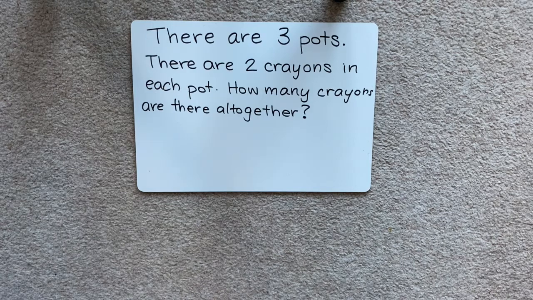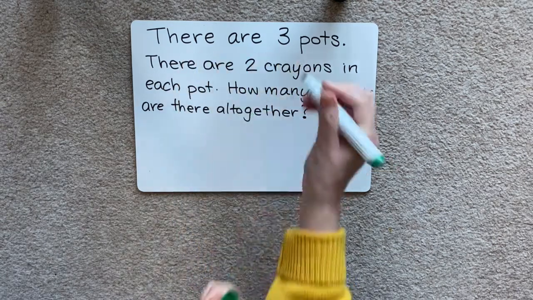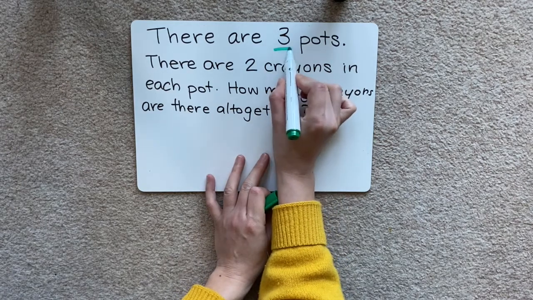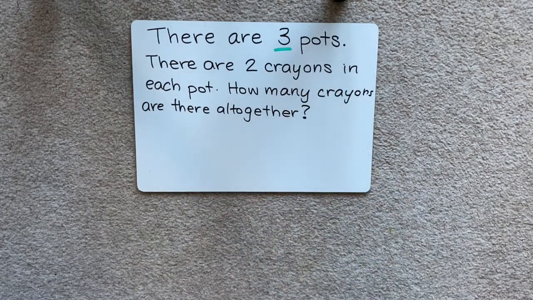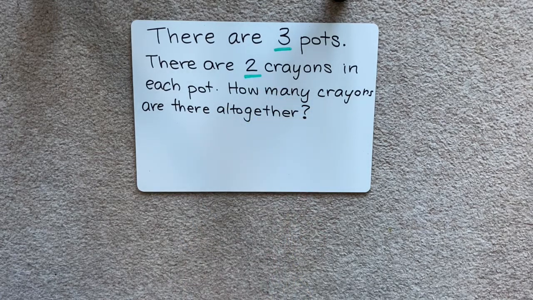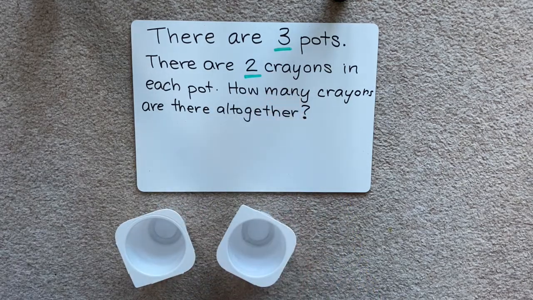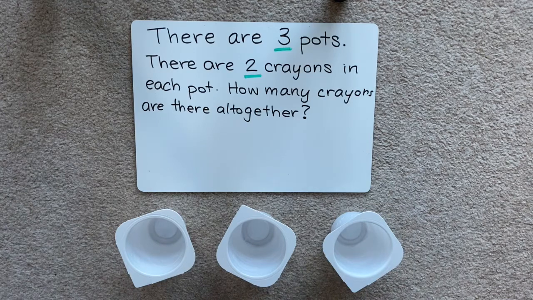This is the first example. There are 3 pots. I'm going to underline the number 3. There are 3 pots. There are 2 crayons in each pot. How many crayons are there all together? So I'm going to get out some pots and some crayons to help us solve this problem. So there are 3 pots. 1, 2, 3. And there are 2 crayons in each pot.